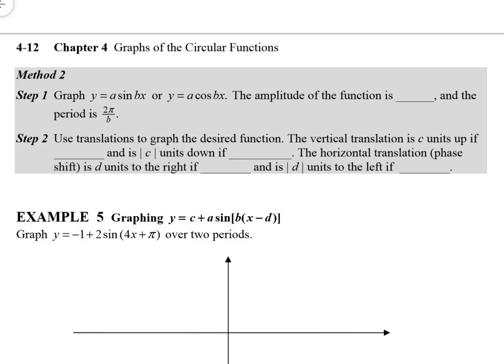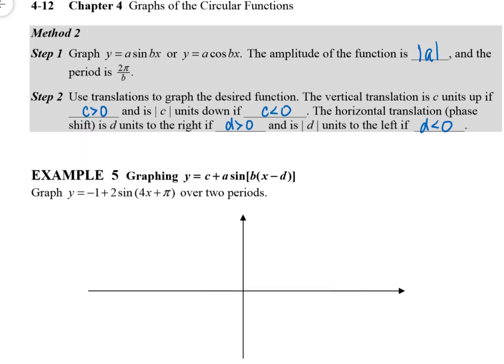In method 2, you graph either the sine or cosine function. You find the amplitude, so absolute value of a, and the period is 2 pi over b, and then you use the translations to graph. So the vertical translation is c units up if c is greater than 0, or absolute value of c units down if c is less than 0. And then the horizontal translation, which is also known as the phase shift, is d units to the right if d is greater than 0, or absolute value of d units to the left if d is less than 0. Let's draw another graph.